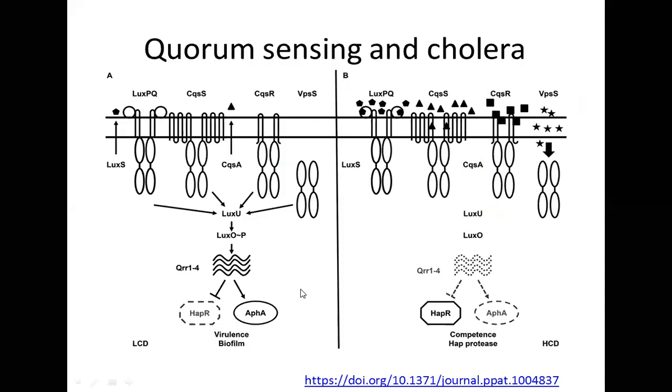In the low cell density state, APHA is active, and HAPR is repressed. However, in the high cell density state, HAPR is active, APHA is not activated, or rather you could say HAPR is not repressed and APHA is not activated. And what this leads to, most relevantly, is the secretion of a HAP protease, which is again the irritant that causes the bowels of the unfortunate person who has this cholera inside of them to begin the classic symptoms of cholera.